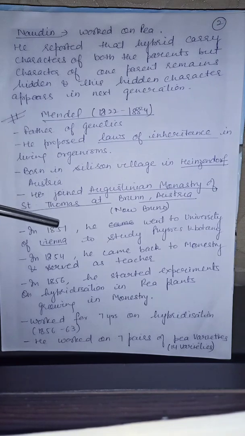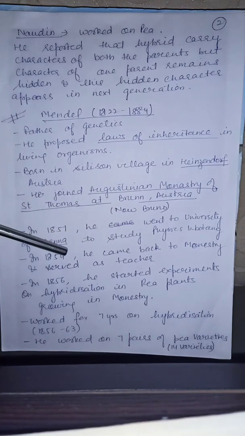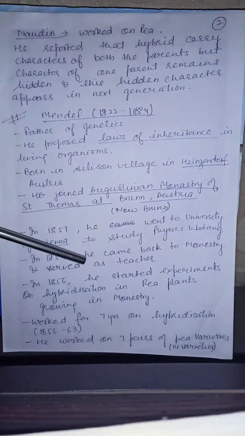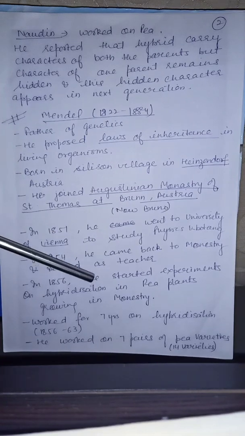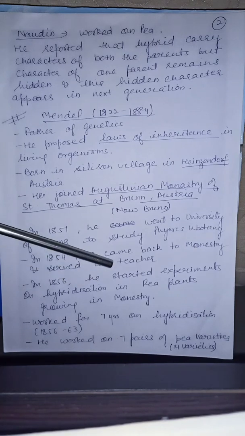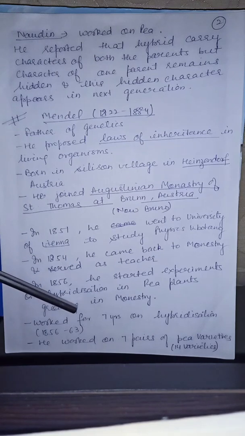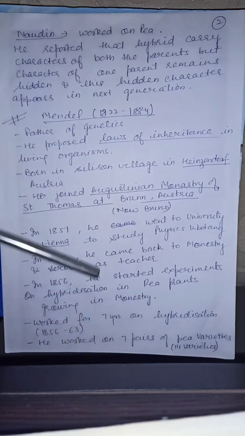In 1851, he went to the University of Vienna to study physics and botany. In 1854, he came back to the monastery and served as a teacher. In 1856, he started experiments on hybridization in pea plants growing in the monastery. He worked for 7 years on hybridization experiments. He worked on 7 pairs of pea varieties, or 14 varieties.